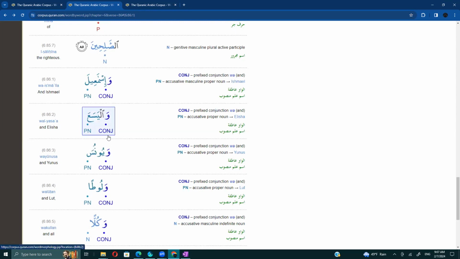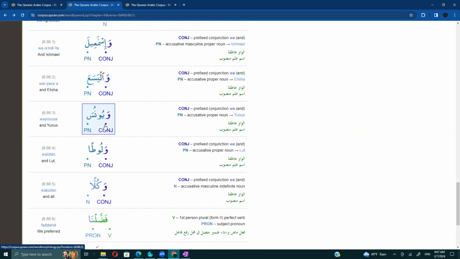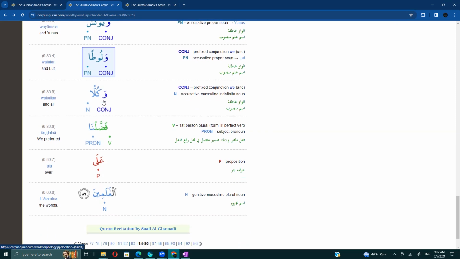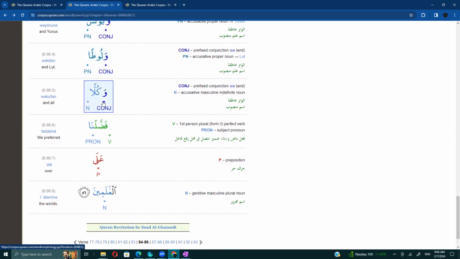And then we have wal yasa'a wa yunusa. Yunusa is done. What about Yunus? Mabni. Okay, what about Lutan? Lutan, I think, is Munsarif. Yes, it is Munsarif. Three letters, an Arabic name. Wa kullan faddalna 'alal 'alamin, and all we preferred over the worlds.